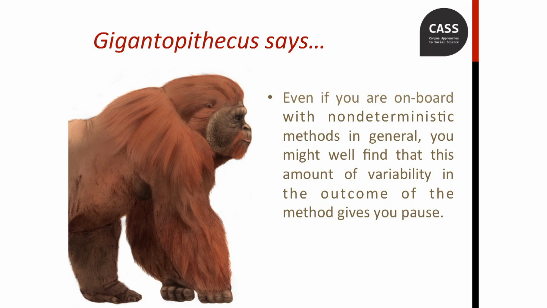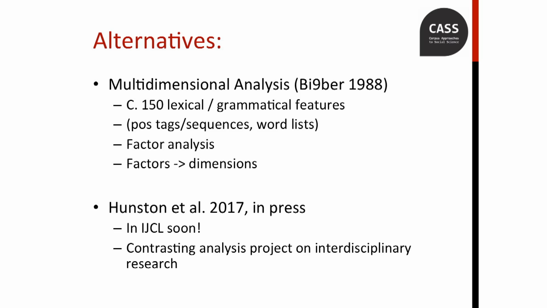So Gigantopithecus says, even if you're on board with non-deterministic methods that can produce a different result every time, you might well find that this amount of variability may give you pause. Even if you're happy with a little bit of variability, this is a lot of variability. So if we decide we don't like it, what else can we do with these massive lists of word frequencies? Well, again, at least I can say something about Susan and Paul's work that doesn't involve what Susan talked about yesterday. The Murakami et al.